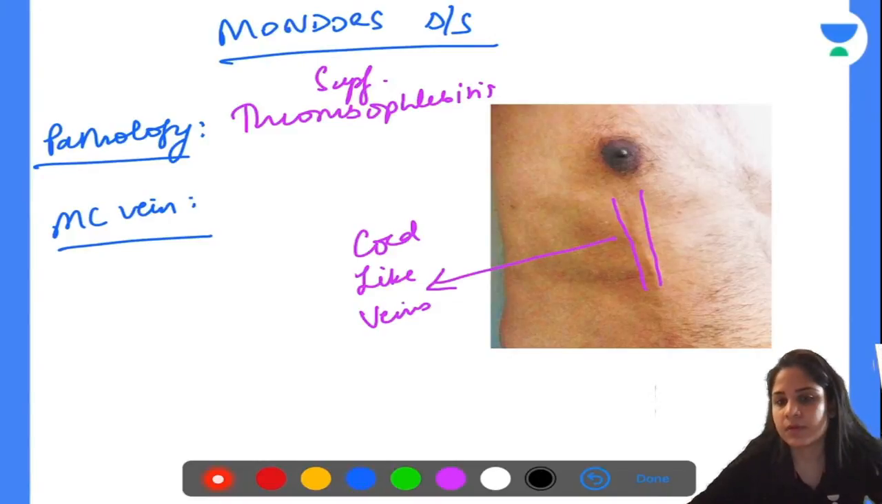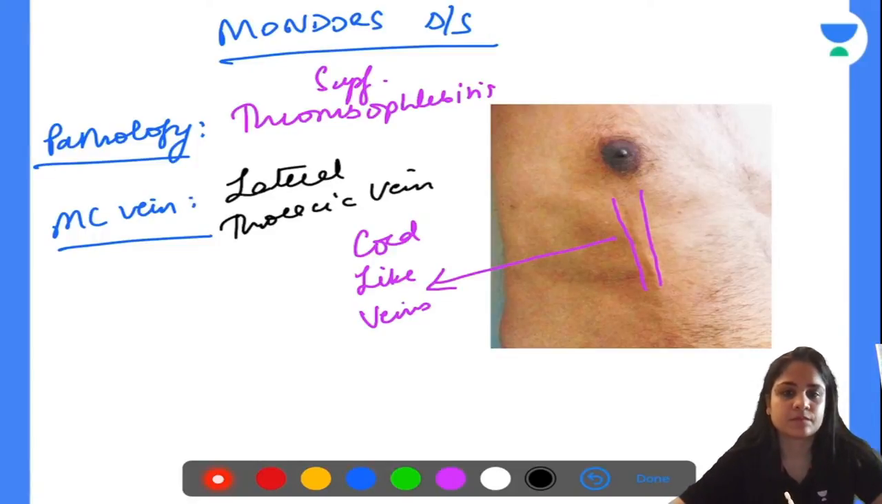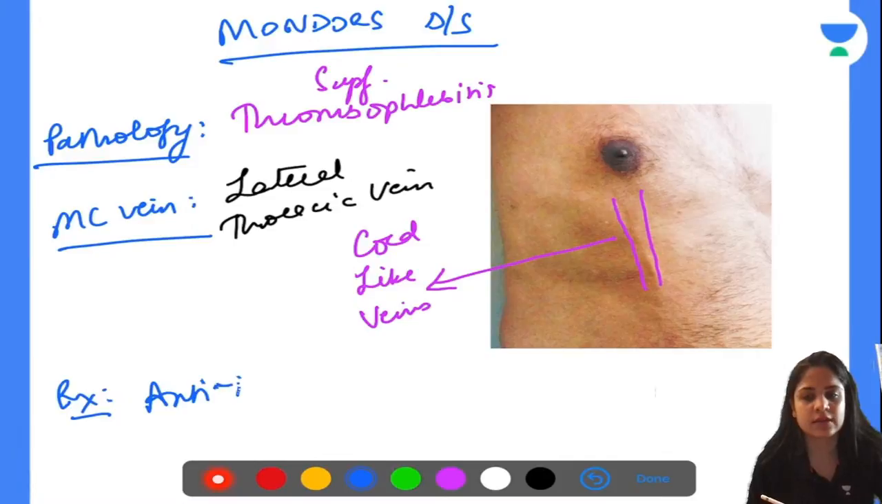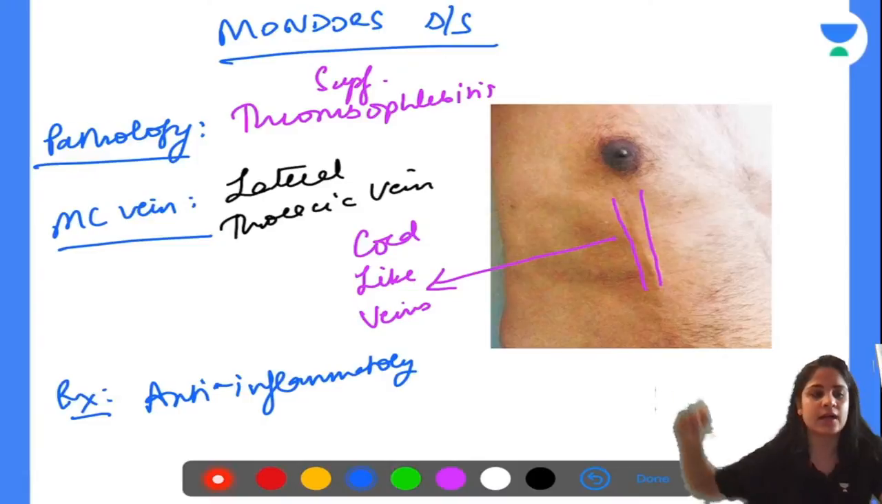Okay. Now, the next question that they'll ask you: what is the treatment of Mondor's disease? Anyone? Tell me the treatment of Mondor's disease. If there is superficial thrombophlebitis, there's an inflammation, how will you treat it? You will give anti-inflammatory drugs. And the second thing, to prevent further inflammation, you will make sure that you give arm rest. You will ask them not to do too many arm and chest movements.